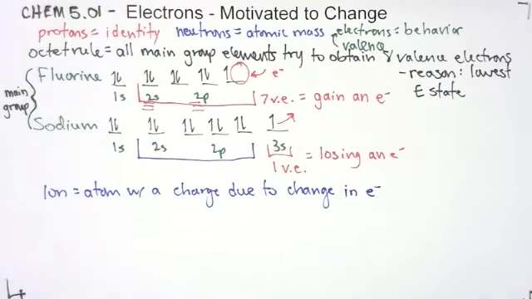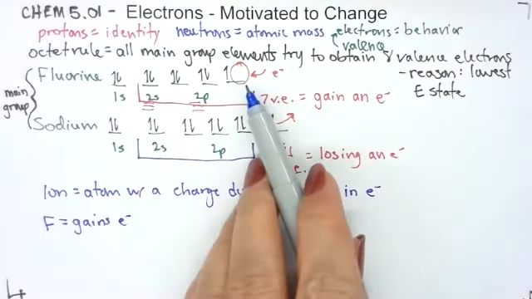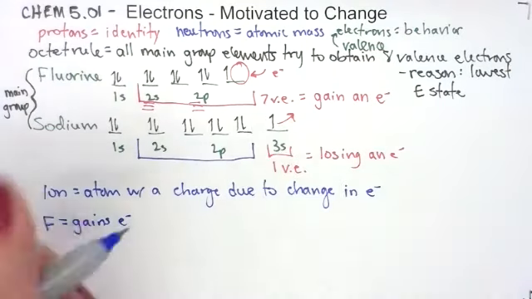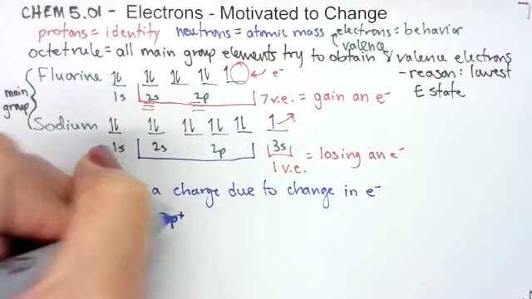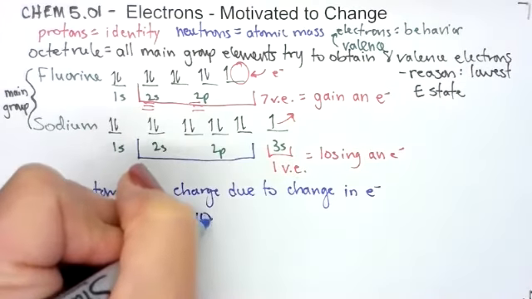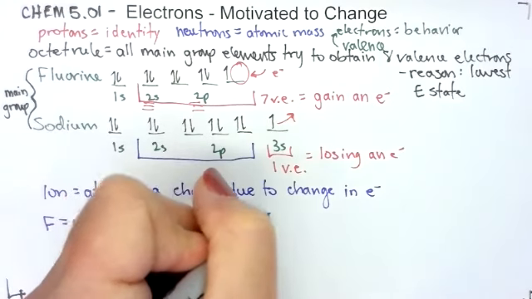So when fluorine, and that's just capital F, gains an electron, and it only ever gains 1 because that satisfies the octet rule, we have 9 protons, but now we have 10 electrons. So this is going to be positive 9. This is going to be negative 10. This gives me a negative 1 charge.